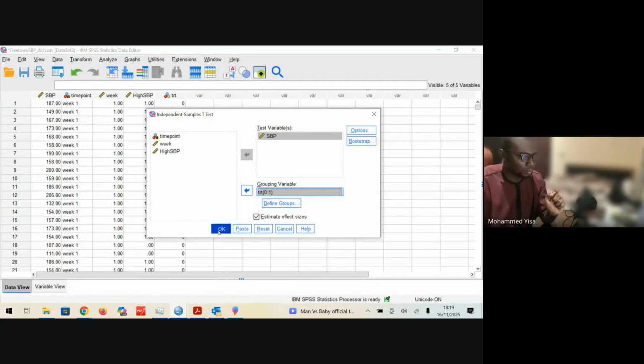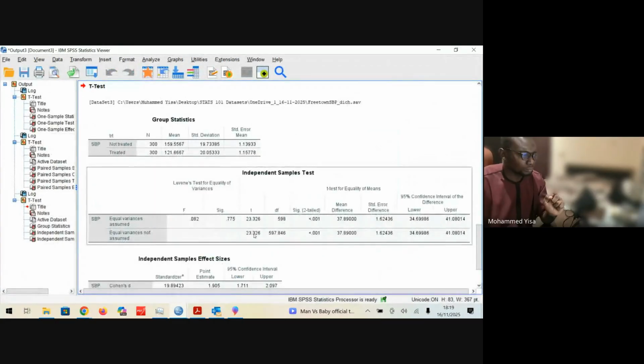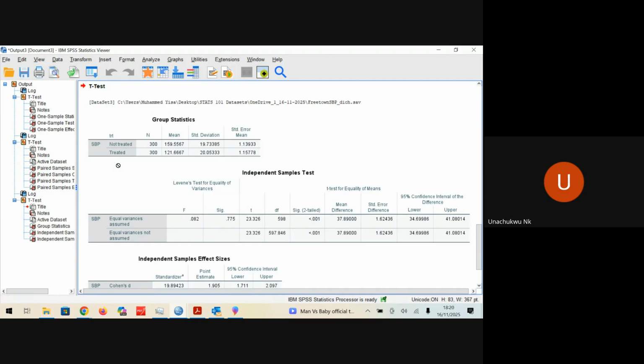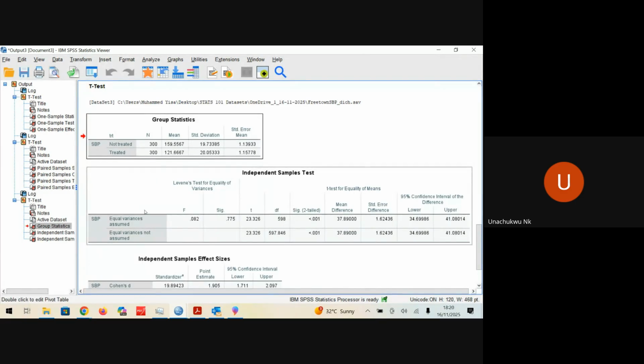So now we click on OK. On this group statistics table, where I have not treated, on your table you are going to have 0, and where I have treated, on your table you have 1. Does that make sense? Is that what you have? That's what I'm trying to look at. Group statistics. Okay, let me look for it. Group statistics, 300, 300.